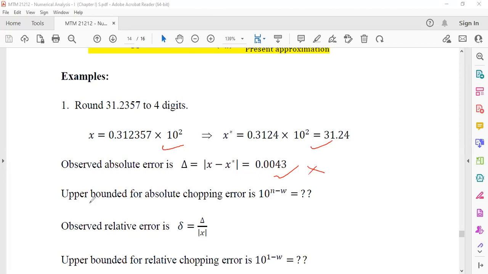Then the upper bound for the absolute chopping error is what? This is the formula. I'm not a calculator, so can you answer me also? Answer for this one, answer for this one, answer for this one, and the remaining one. I need your answers. I don't have answers with me.